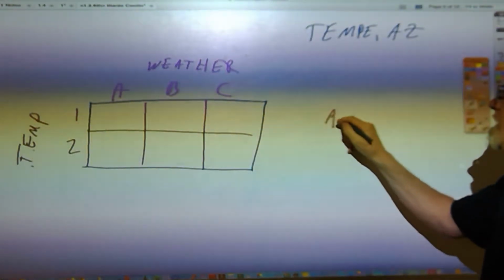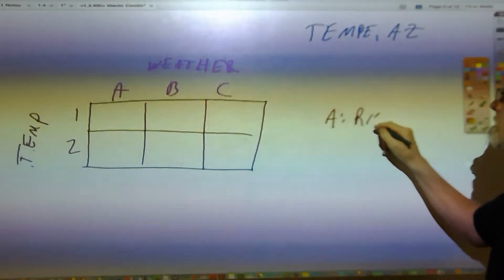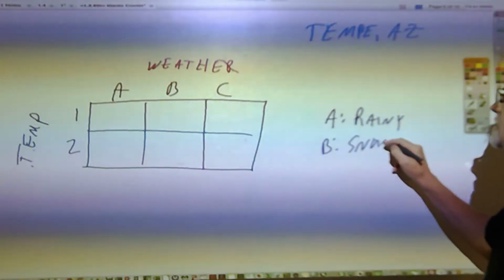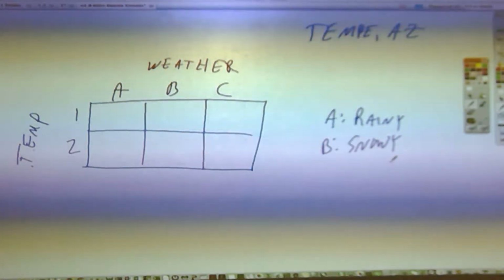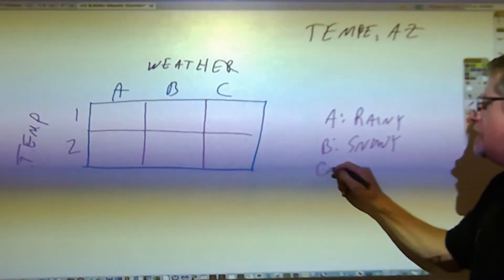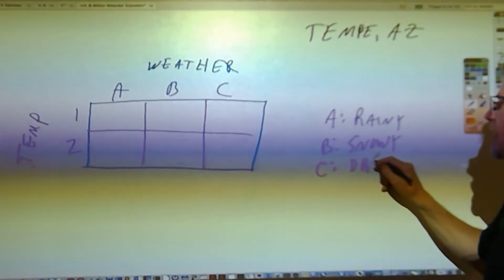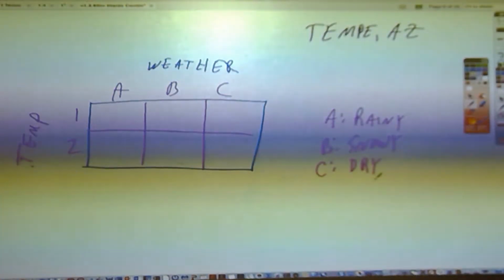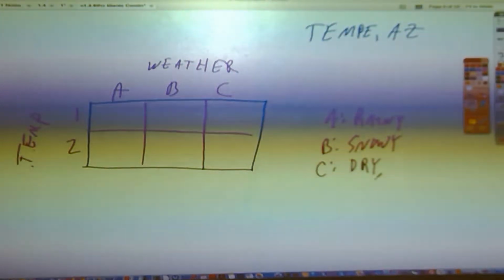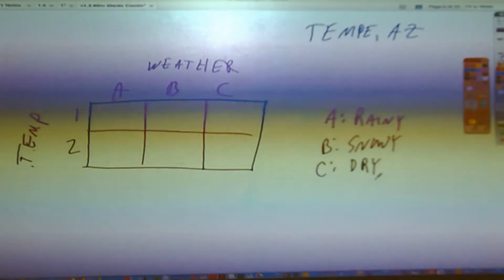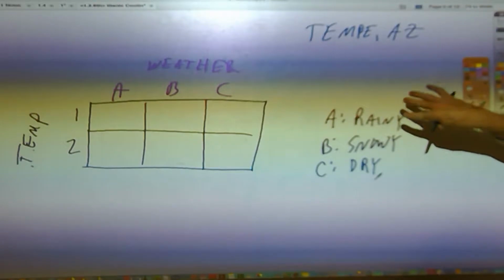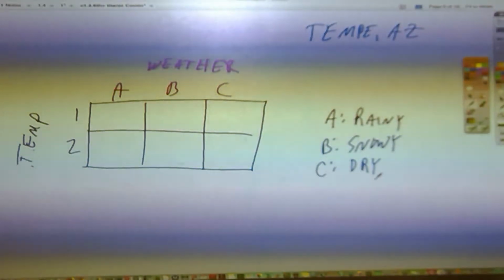Now, here's what they mean. A is a rainy day. B is a snowy day in Tempe, Arizona. Okay, we have to use our imaginations here. And then C is a no precipitation day, a dry day. So it's either raining, snowing, or dry. And you might be wondering, what if it rains and then it changes to snow all in the same day? What we're going to do is whichever it was first. So if it started out raining, then we'll say it's a rainy day, even if it changes to snow.